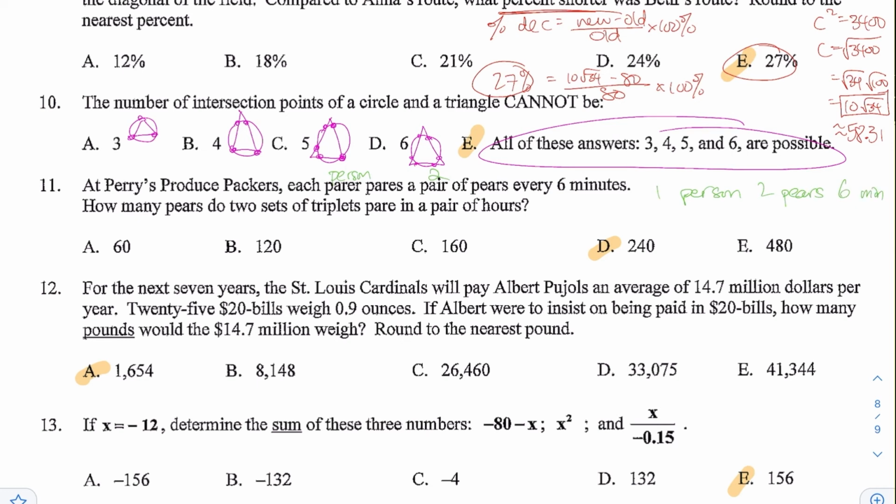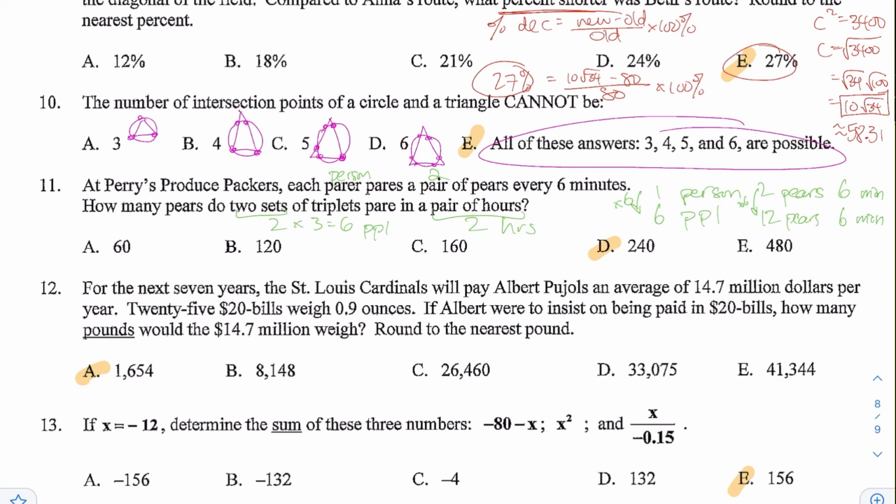You want to know how many of these pairs do 2 sets of triplets. So when you have 2 sets of triplets, that's 2 times 3, or 6 people. And you have a pair of hours, or 2 hours. So if you have 6 people, if you multiply the number of people by 6, in the same amount of time, they'll do 6 times 2, or 12 pairs. And that will be in 6 minutes.